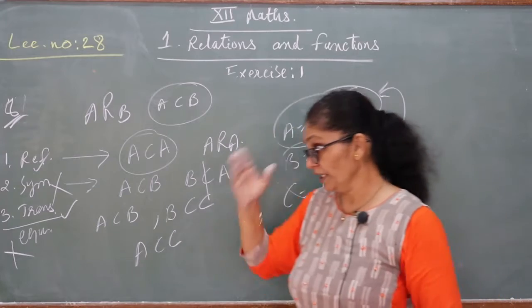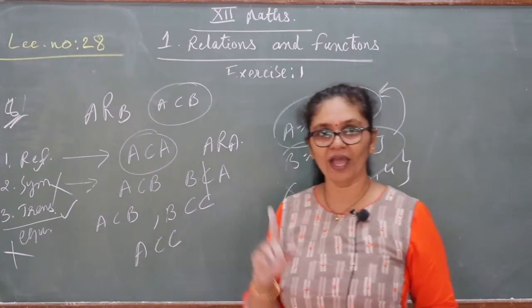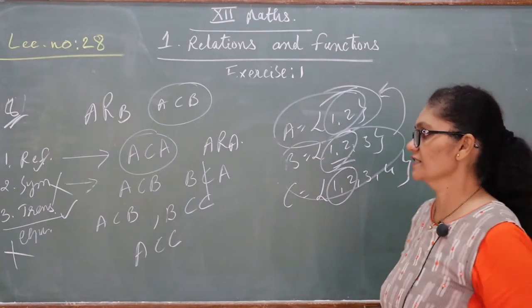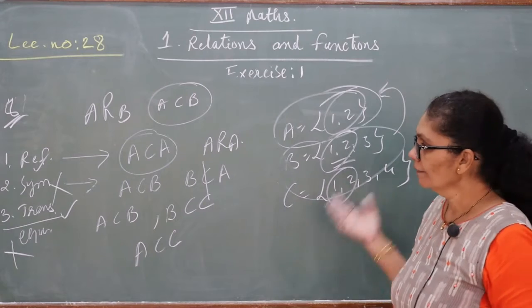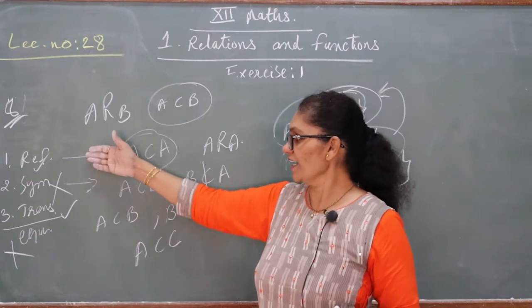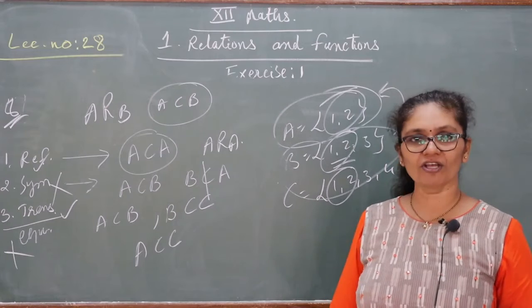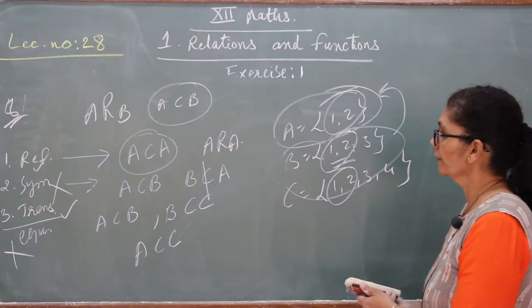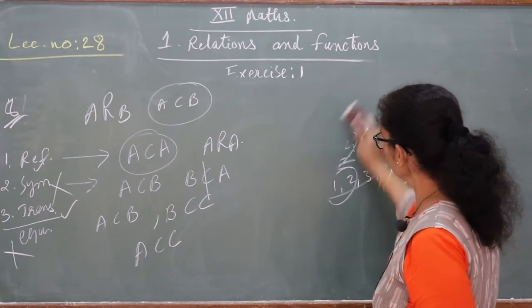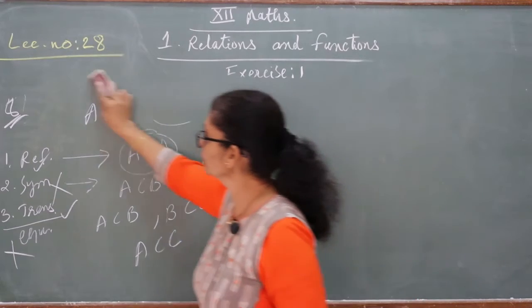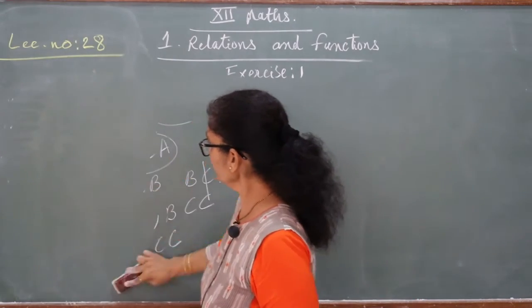But our condition is equivalence. So when one property is not satisfied, it is not an equivalence. But if the question asks to check reflexive, symmetric, transitive, then you can say it is reflexive and transitive but not symmetric. Okay, so this is the end of this question. Let's come to the ninth one.